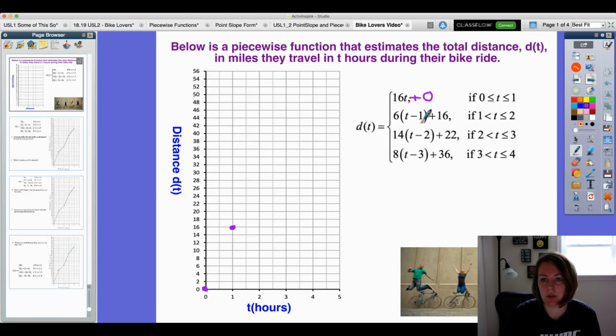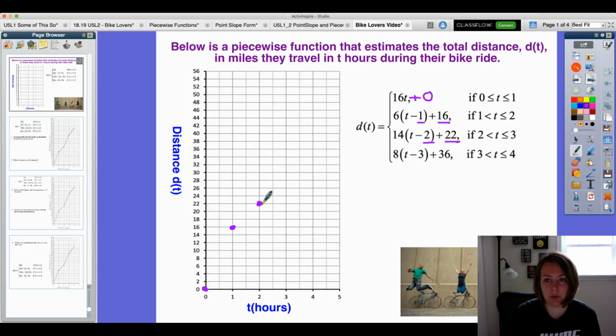Now the next part you can see right here is 1 and 16. So here's our next point, 1 and 16. And we know that our slope is now going to be 6. So we go over 1 and we go up 6. So we go 2, 4, 6. Here's our next point. The next part is 2 and 22.